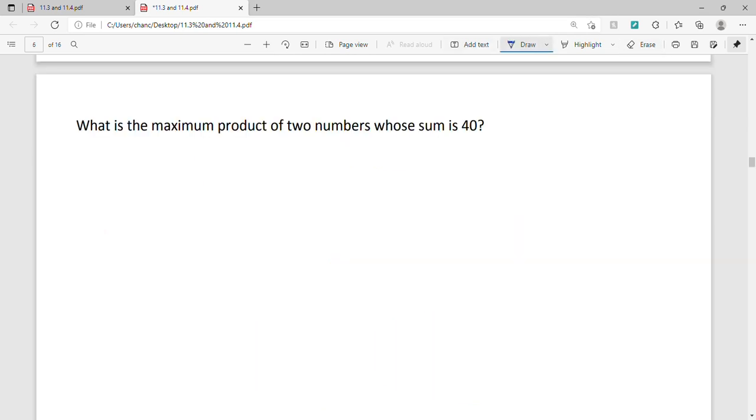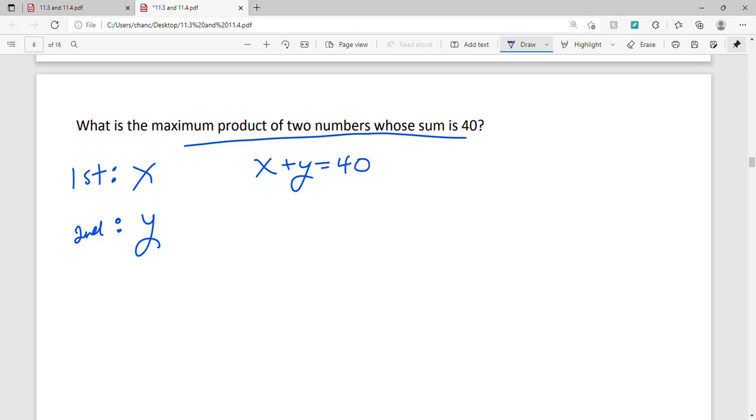What is the maximum product of two numbers whose sum is 40? The first step is to label the first number as x, because we don't know what that is. The second number, we'll give it a name, let's call it y. So we have two numbers, but we want to make sure their sum is also 40. That means x plus y should be equal to 40. And that means I can solve for one of the letters. Let's solve for y. So we'll subtract x from both sides. y is equal to 40 minus x.